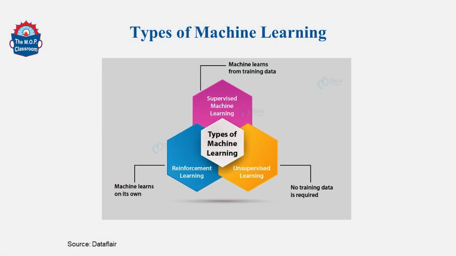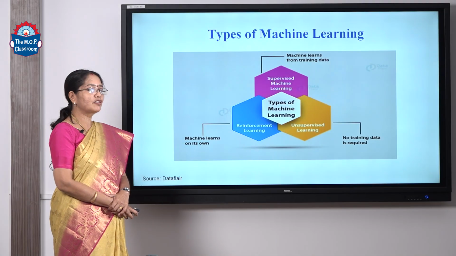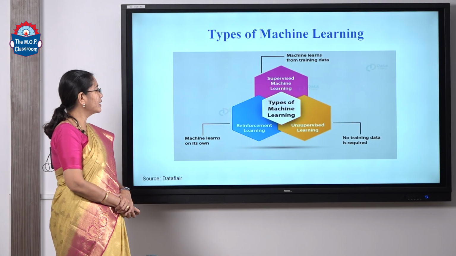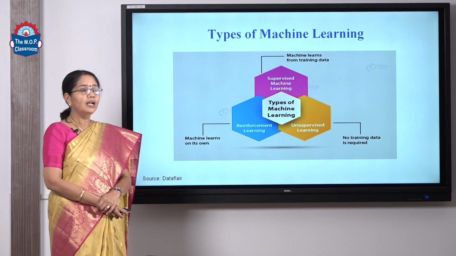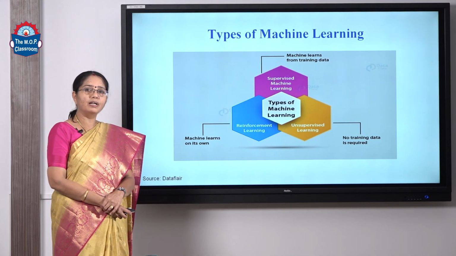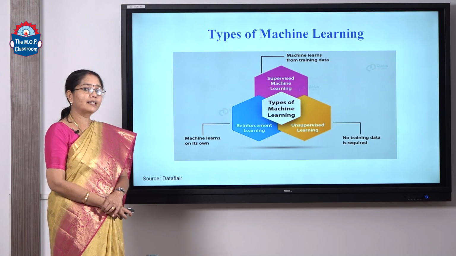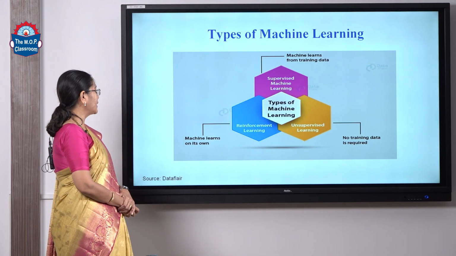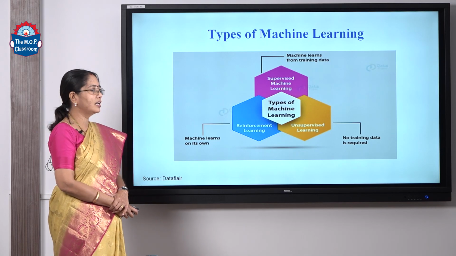So we have different types of machine learning algorithms: supervised learning, unsupervised learning, and reinforcement learning. In the case of supervised machine learning, the algorithm works on labeled data. In the case of unsupervised learning, machine learning works on unlabeled data and tries to find the hidden pattern. And in the case of reinforcement learning, the machine learns on its own.